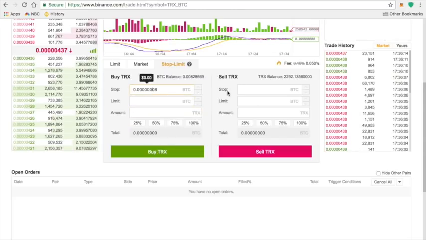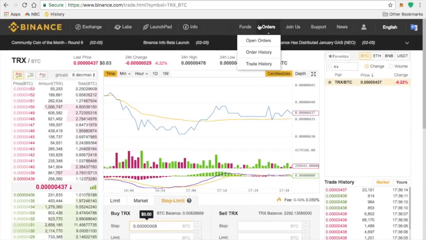That's all that is. Now, say you got your Tron and you're like, oh, it's up to 50 cents. That just made me about $20,000 on Tron. I need to sell it. What do I do?